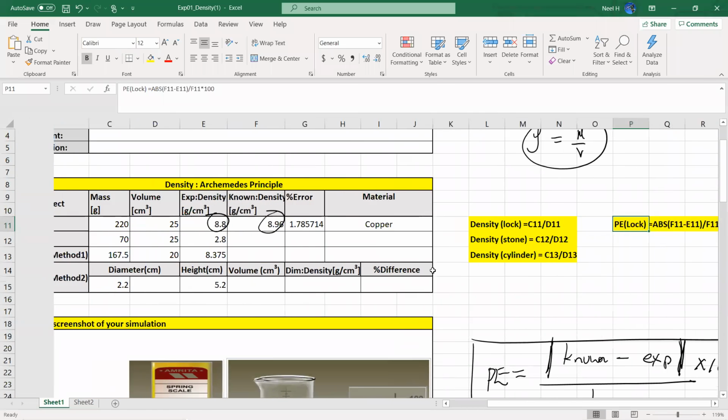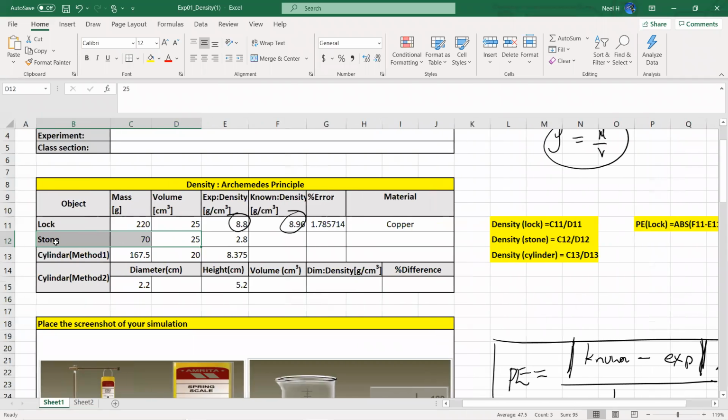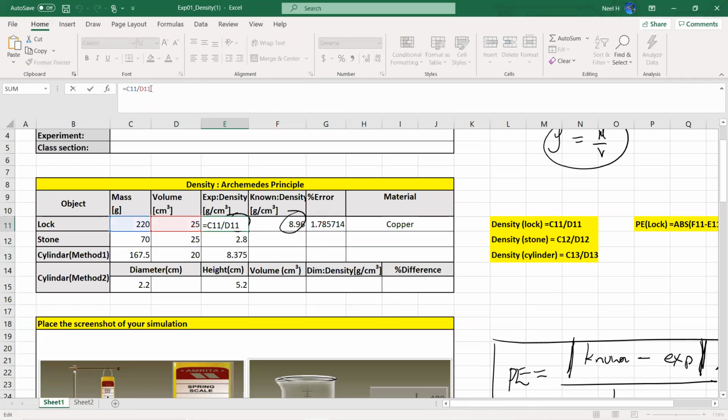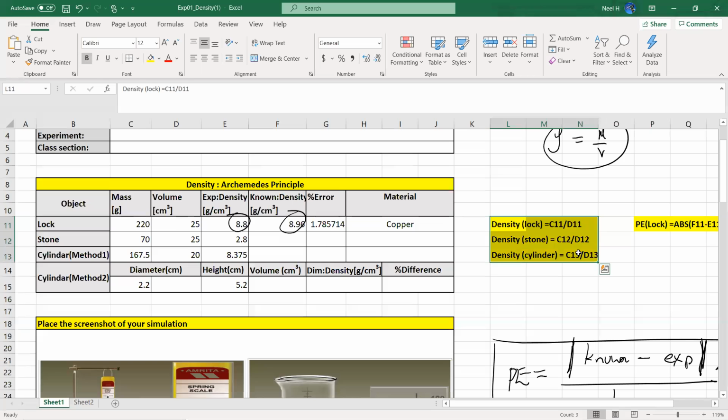Okay, any questions? I'm still stuck on the part where you got experiment density. I don't know why it's not working for me. I'm not getting that number. 220 divided by 25. Yeah, but you know how you put it in Excel and it did the calculation for you? I don't know how to do that. You have to write exactly this way: equal sign, uppercase C number 11 divided by uppercase D number 11. Professor, can you read it, because I still don't understand it either. Say it again.